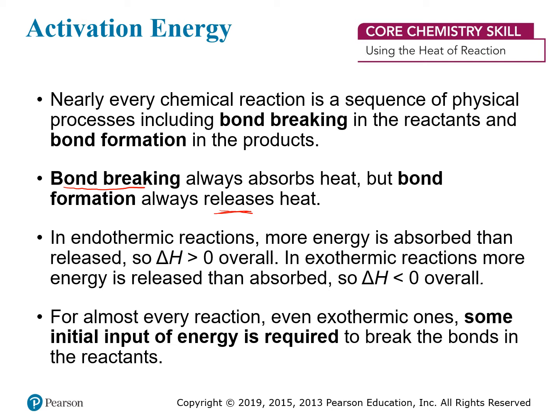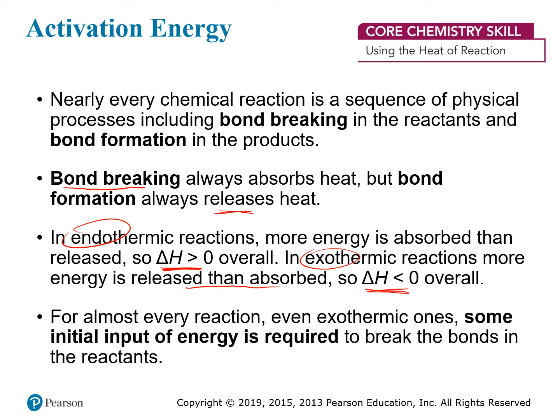So between these two processes and some of the other processes that can occur, it can be very complicated to see where the overall reaction comes out in terms of absorbing or releasing heat. In general, if you have more energy absorbed during the various processes than is released, then delta H will be positive overall. It'll be greater than zero, and so you'll have an endothermic reaction. For an exothermic reaction, the net effect is that more energy is released than absorbed, and so the delta H is negative. It's less than zero.